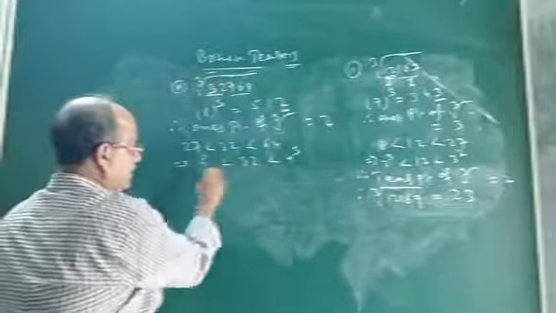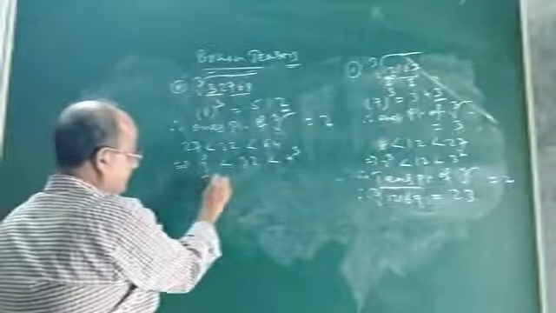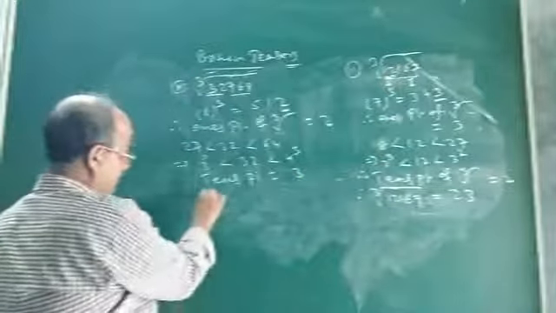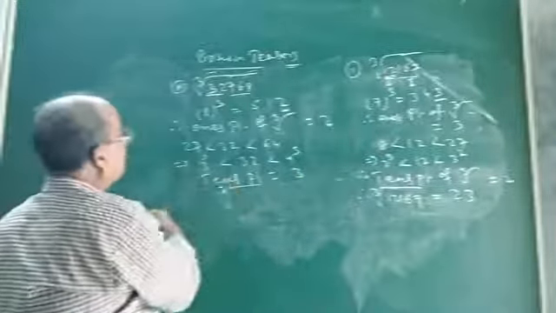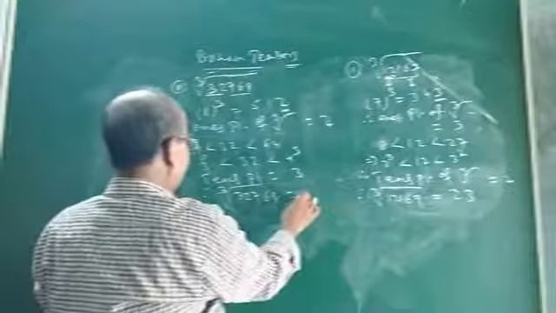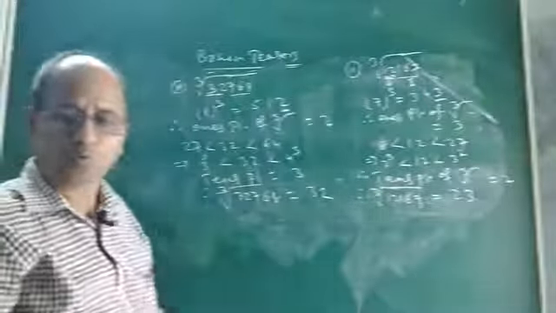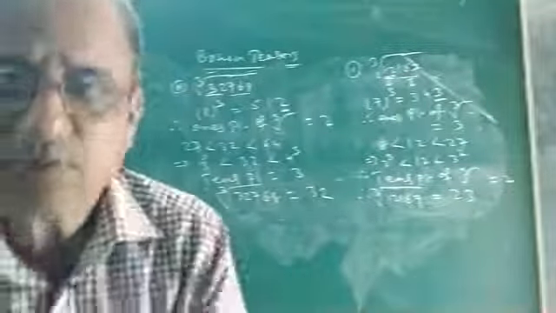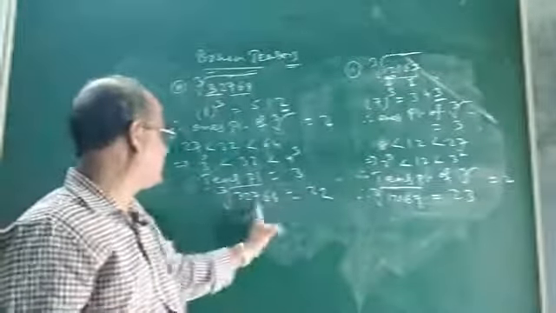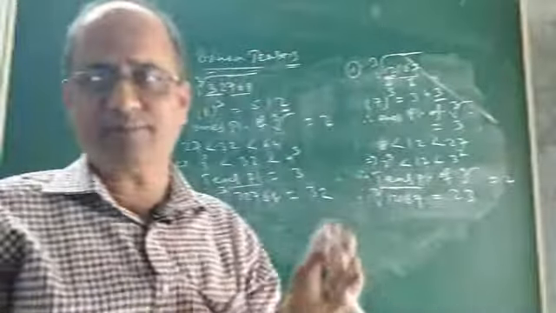Now between 3 and 4, which is smaller? Smaller is 3. So therefore, what will be the tens place? So tens place of cube root will be 3. Therefore, the required cube root of 32768 will be how much? It will be 32. Okay, 32 will be the required cube root of this number. So in this way you can guess. Guess means to follow the method of estimation.